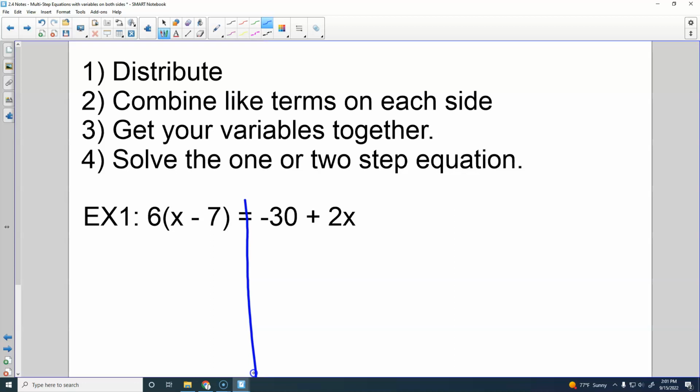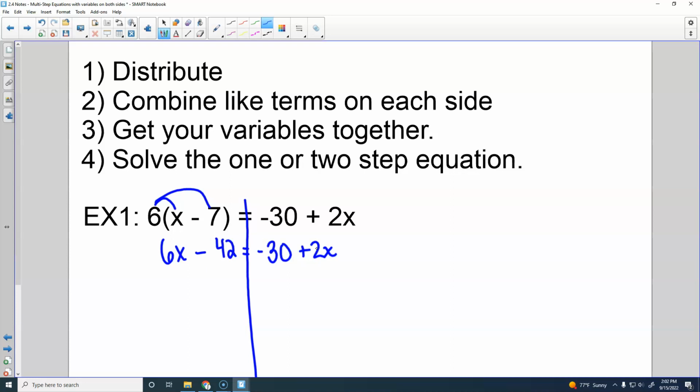So our first step is to distribute. Riley, do we have anything to distribute? What can we distribute? Good. What will that give me? Minus 42? Just minus 42. Good. Just minus 42. And then so we copy everything else down. -30 plus 2x.